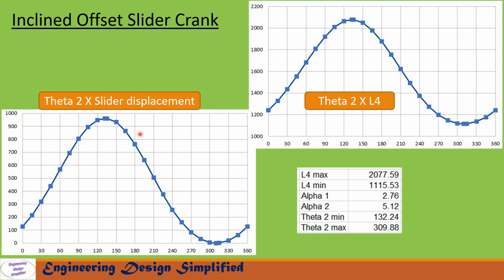Similarly, in this graph, we plotted theta 2 versus slider displacement. Slider displacement is going to be maximum at theta 2 minimum, that is 132.24 degrees, and slider displacement is going to be 0 when theta 2 is theta 2 max, that is 309.88 degrees.